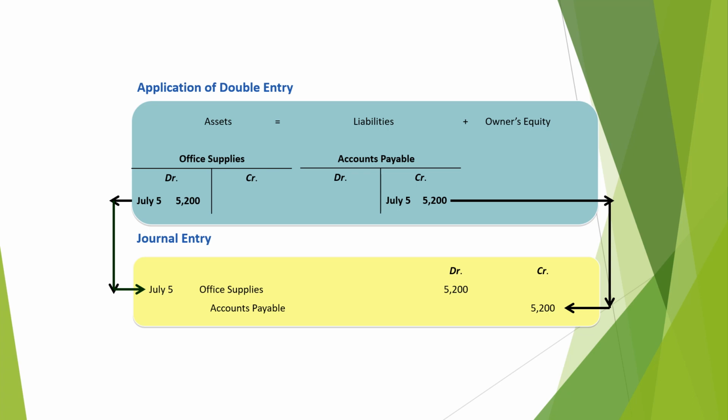Well, lucky for us, liabilities are on the right side, so they increase on the right side, so we need to increase it with the credit. So even though both of these accounts are going up, one goes up with the debit and liabilities goes up with the credit, so we do in fact stay in balance. So we'll debit office supplies for $5,200 and we'll credit accounts payable for $5,200.